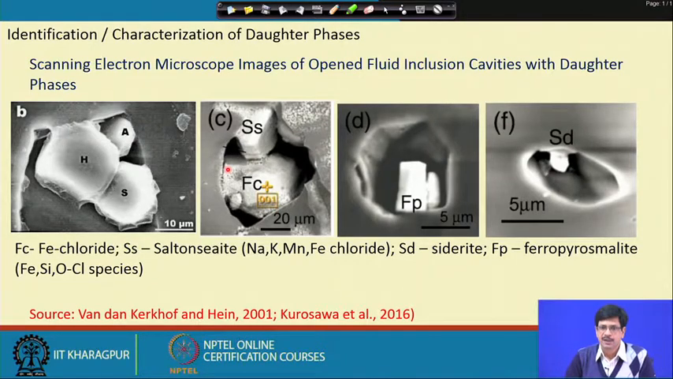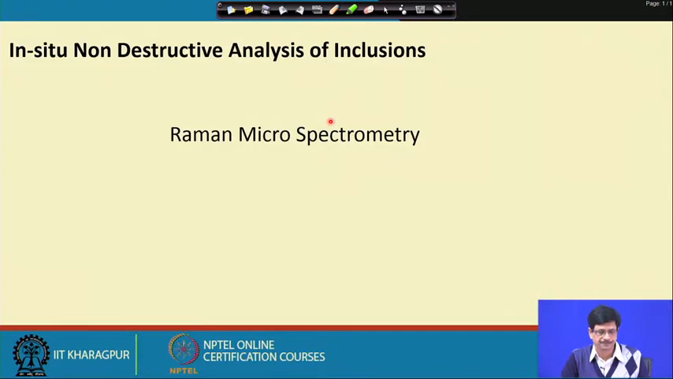This can also be called a destructive method, in a way, because we are not able to utilize these particular inclusions again. The wafer in which we are studying could possibly be studied again, but as far as the inclusions are concerned, we have opened them up. So, they come under the destructive methods. This is a brief idea about the destructive methods of analysis of fluid inclusions.